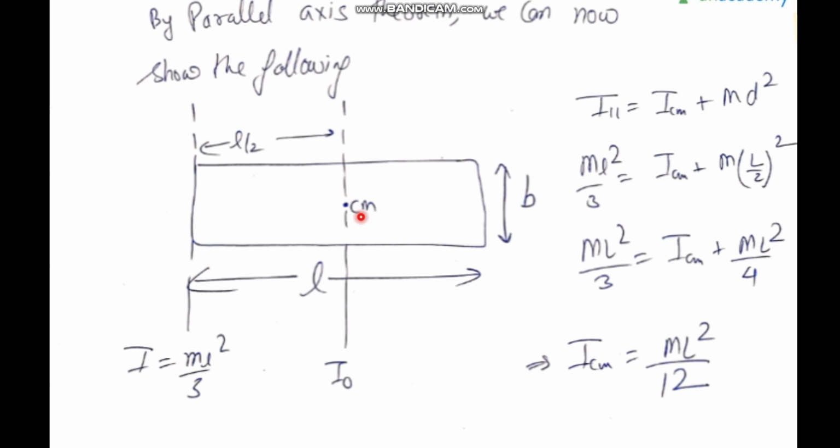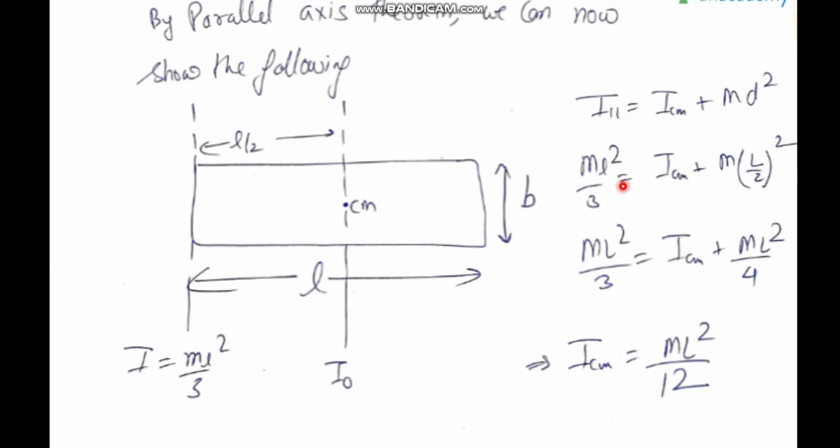Now, this is an axis through center of mass, and these two are parallel to each other. Then by parallel axis theorem, we have I parallel is equal to ICM plus MD square. Now ICM we want to find out. I parallel is this axis which is parallel to the axis through center of mass. So about this, the moment of inertia is ML square by 3. ICM is this plus M into D. D is the perpendicular distance between them, which in this case is L by 2. So this is M into L by 2 square.